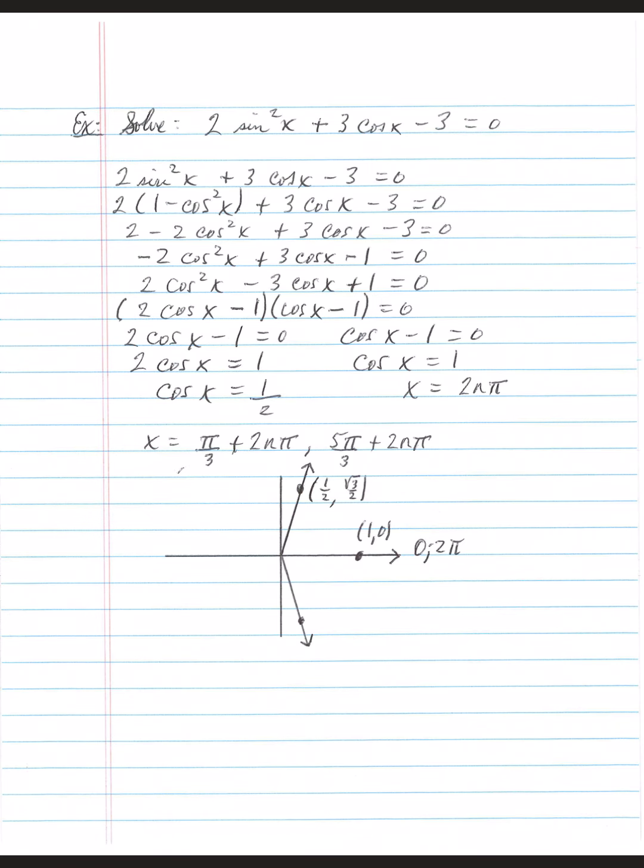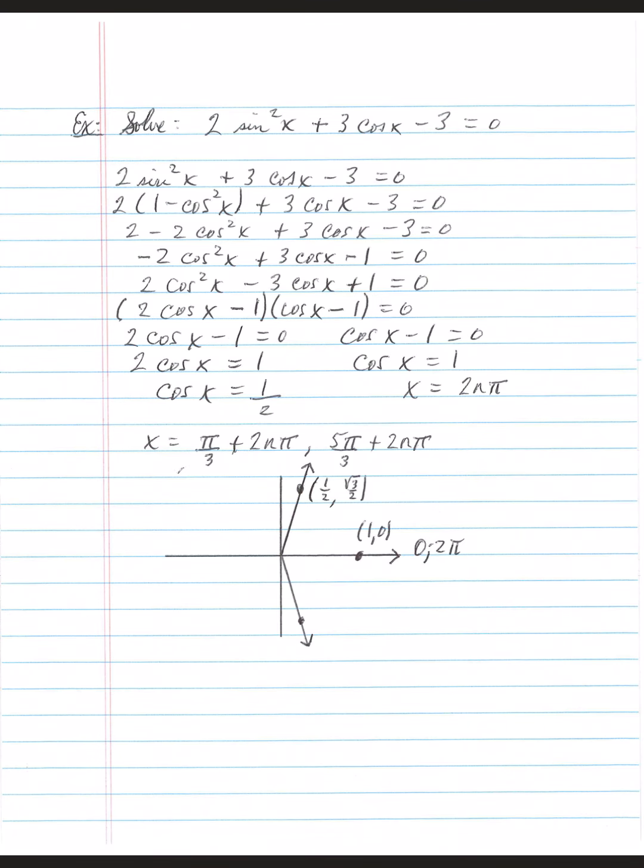Solving 2 sine squared x plus 3 cosine x minus 3 equals 0. We do not have a uniform trig function. Using Pythagorean identities, you can rewrite sine squared x as 1 minus cosine squared x. That's an equal trade, and that's from Pythagorean identities. Now distribute the 2, that's 2 minus 2 cosine squared x, plus 3 cosine x minus 3 equals 0. Now we only have cosine, a uniform trig function throughout.